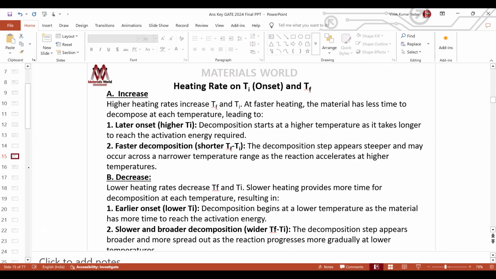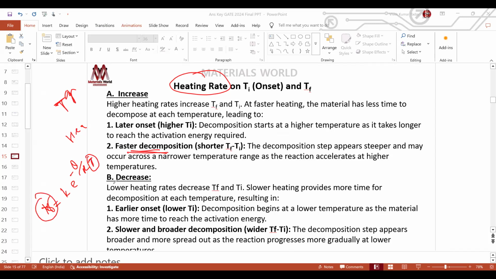Faster decomposition means the decomposition becomes steeper, and the reaction is happening in a very short time. If you are increasing the heating rate, you are giving more heat, increasing the temperature, and the reaction will be faster as per the Arrhenius reaction rate: rate equals k e to the power minus Q by RT. So if you increase T, your rate will increase.